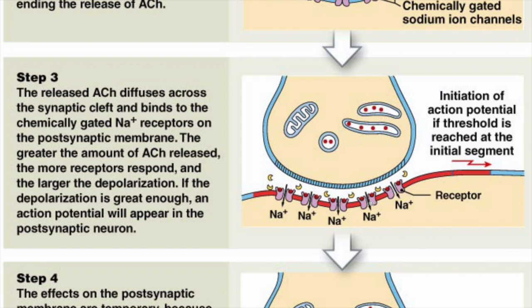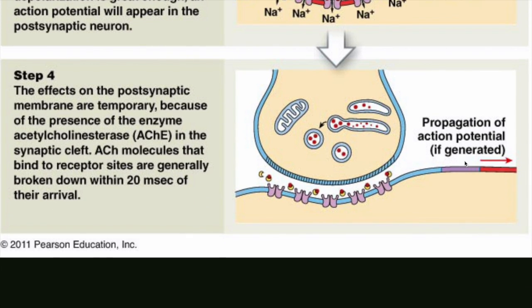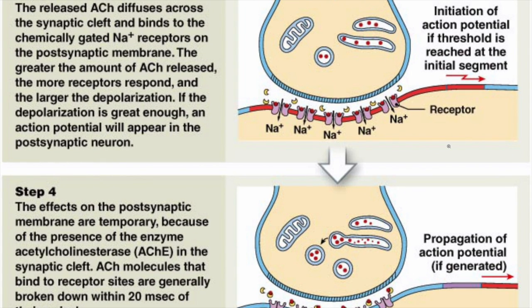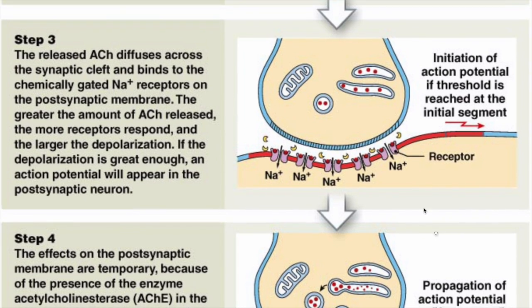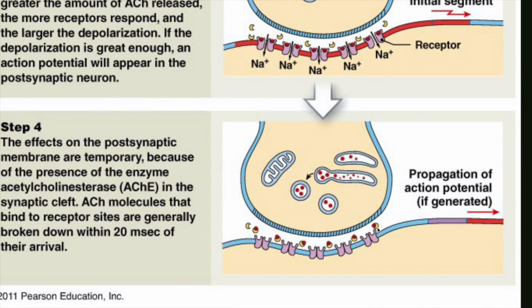This will cause a gradient potential and possibly an action potential. If that gradient potential is big enough to bring this to threshold, you'll get an action potential in the postsynaptic cell. But this effect doesn't last long because the neurotransmitters are broken down and they diffuse away.